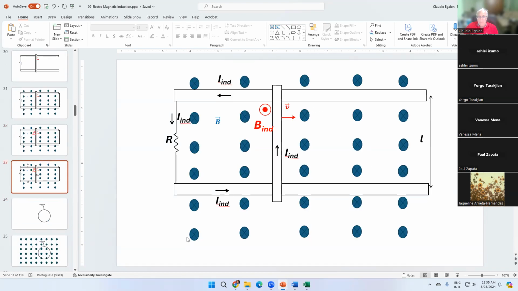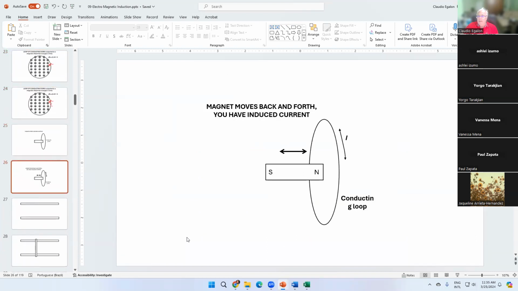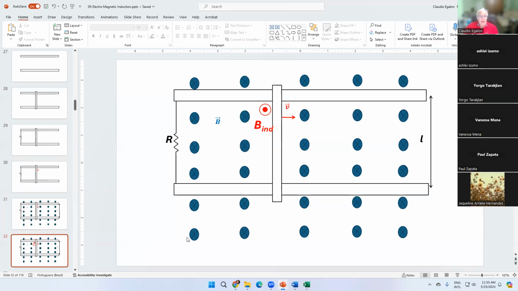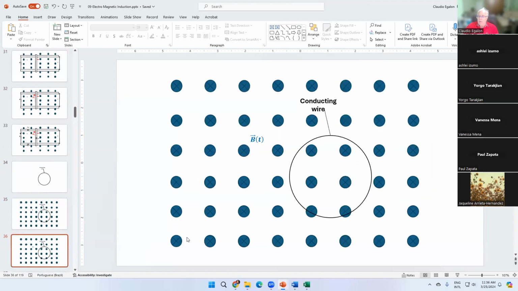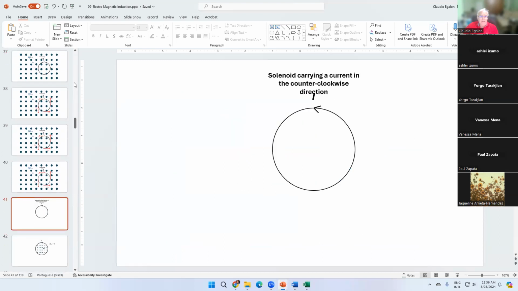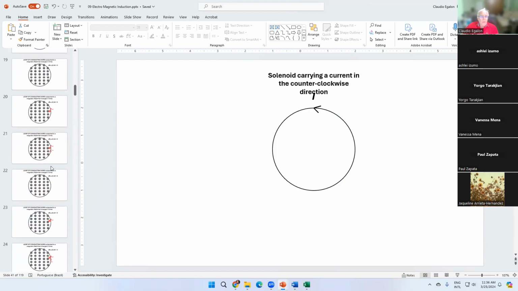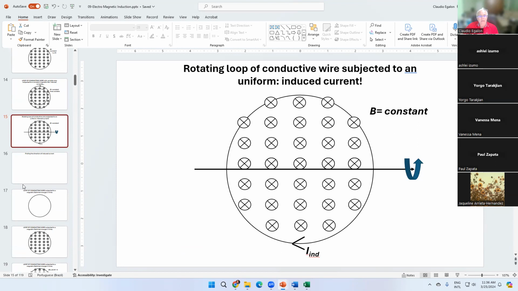Okay, so we have a bar approaching and receding, inducing a current. The area of a circuit subjected to a magnetic field induces a current as well. And you can put a loop subject to a magnetic field that changes in time, and you can also rotate the loop right in here. That's subject to a magnetic field, four different ways. But what's the equation for that?